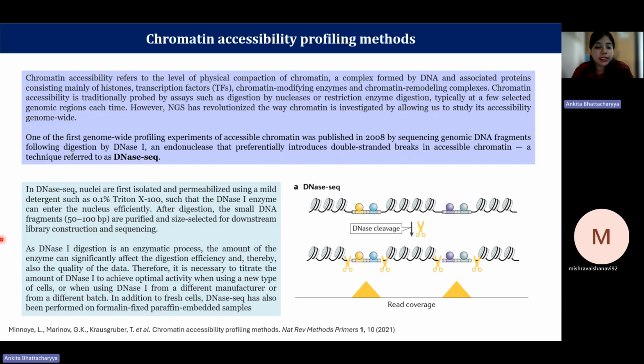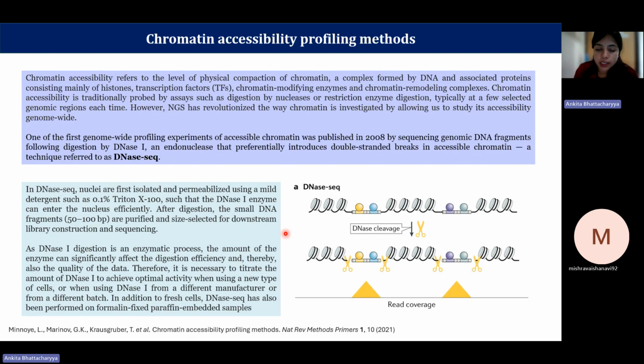Now, once that is done, the small DNA fragments, which are like 50 to 100 base pairs, can be purified. They can be purified and size selected for downstream library construction and sequencing.